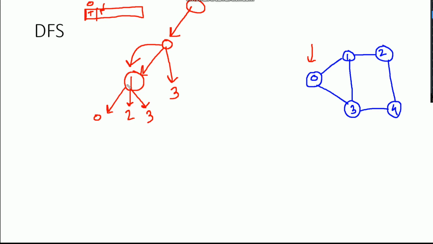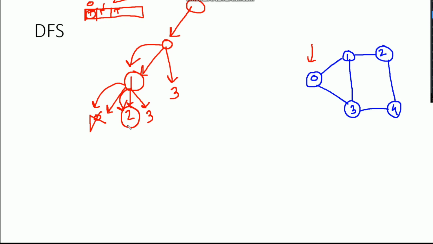Now, if I move from vertex 1 to 0, I need to check whether this adjacent vertex is already visited or not. I find that 0 is already visited. Now from vertex 1, suppose I move to vertex 2. This vertex 2 is not visited. So leave vertex 1 and start exploring vertex 2. I'll mark vertex 2 as true.